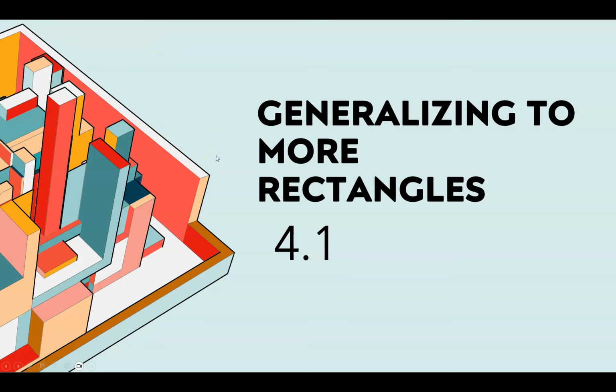So Unit 4, Lesson 1, this is kind of the culminating lesson before we jump to Riemann Sums, which is going to be jumping back and forth between different notations. And that's generalizing to more and more rectangles.